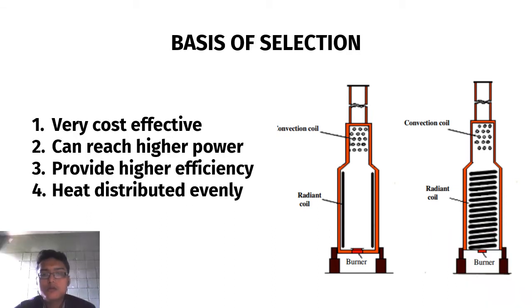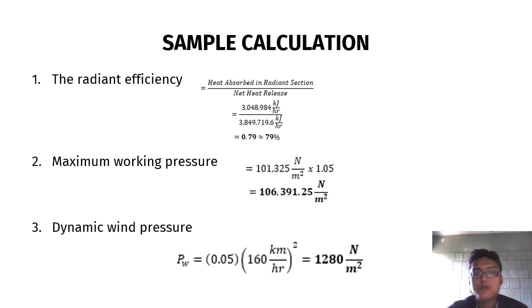So the basis of selection for this furnace is that this vertical fire heater is very cost effective and can reach higher power, and this furnace as well can provide high efficiency. In every process plant, we always want to achieve high efficiency, so this fire heater is very suitable for this process. And due to this vertical fire heater, the heat can be distributed evenly by placing the burner at the bottom. So here you can see the sample calculation.